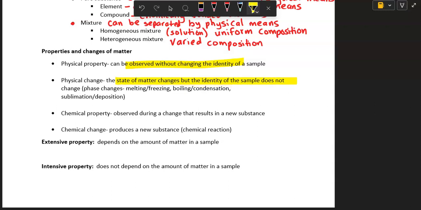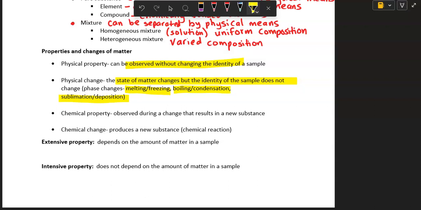Okay. So the best example for physical changes, those are your phase changes. So melting and freezing, that's the solid liquid change. Boiling and condensation, that's the liquid and gas change. And then sublimation and deposition, that's the solid and gas change without going through liquid. Any of those changes, you still have the same thing. If you think about a cube of ice, that's solid water. If you melt it, it's liquid water, but it's still water. If you heat it up, evaporate it, it becomes gaseous water, but it's still water. That's a physical change. You're not changing the composition of what you have, you're just changing the state it's in.